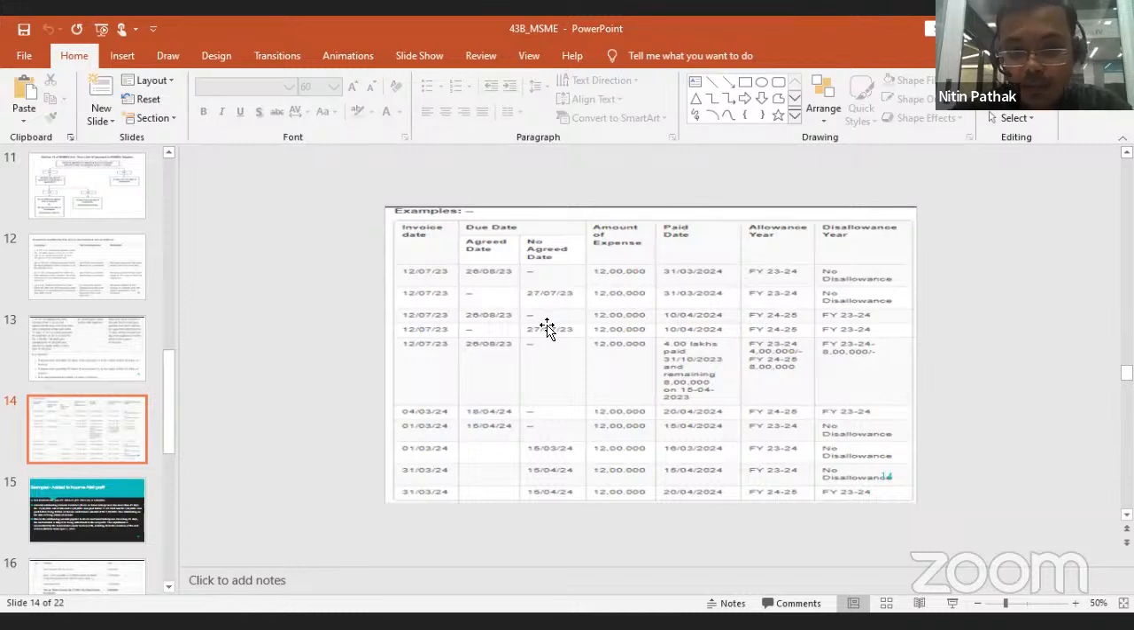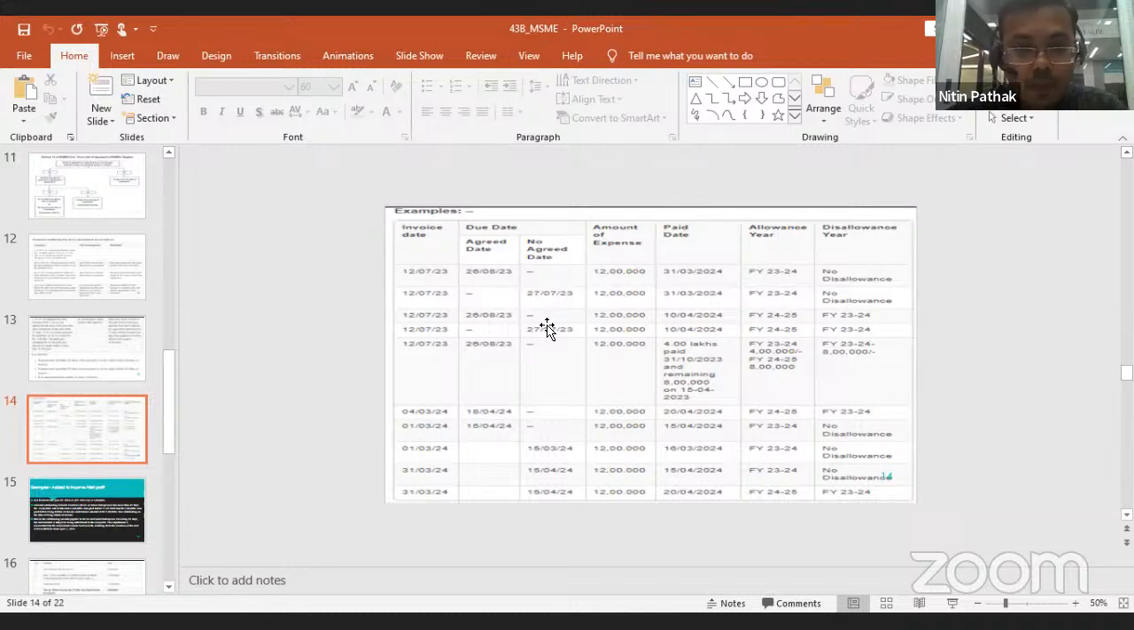Say the invoice date is the 12th July and as per agreement the due date of making payment is 26th August, but the buyer makes payment in tranches, say 4 lakh paid on 31st October and 8 lakh on 15 April 2024. Then 4 lakh is allowable for financial year 23-24 and 8 lakh is allowable expenditure in 24-25. The 8 lakh would be disallowed expenditure for financial year 23-24, and it is included in the income of the buyer, included in the net profit, and tax is paid, and next year the expenditure of 8 lakh is reclaimed.